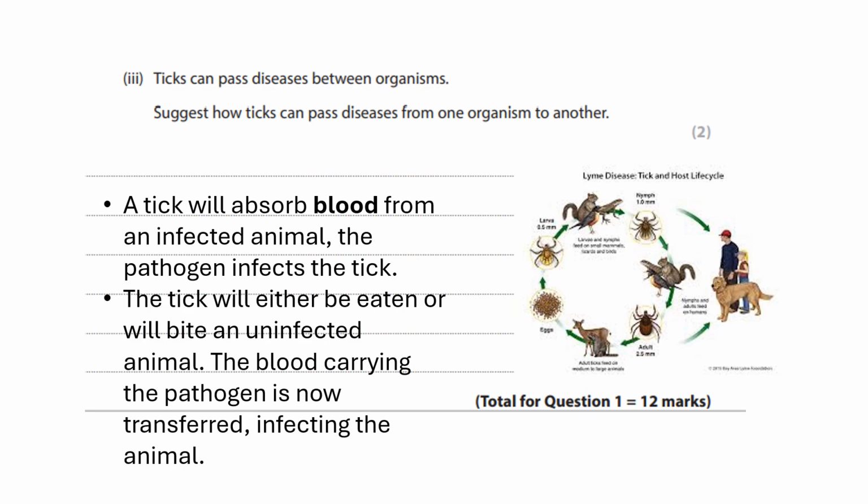Okay, ticks can pass diseases between organisms. Suggest how ticks can pass diseases from one organism to another. A very famous example of this is Lyme disease. So a tick will absorb blood from an infected animal, the pathogen infects the tick. The tick will either be eaten or will bite an uninfected animal. The blood carrying the pathogen is now transferred into the infected animal.